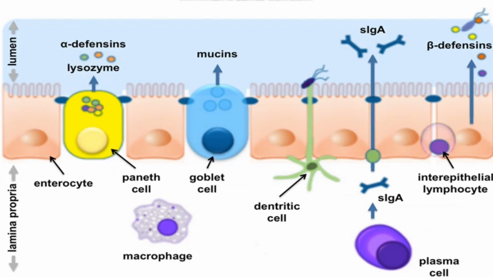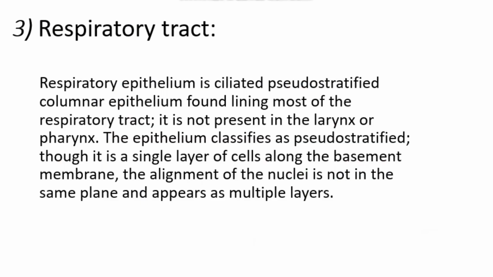Okay, so next example, we have the respiratory tract. So what is it? Respiratory epithelium is ciliated pseudostratified columnar epithelium that is found in the lining of the respiratory tract. It is not present in the larynx or pharynx. This epithelium is classified as pseudostratified, which means it's a single layer of cells along the basement membrane. The alignment of the nuclei is not in the same plane, so it appears as multiple layers. So let's have a look at the preparation.